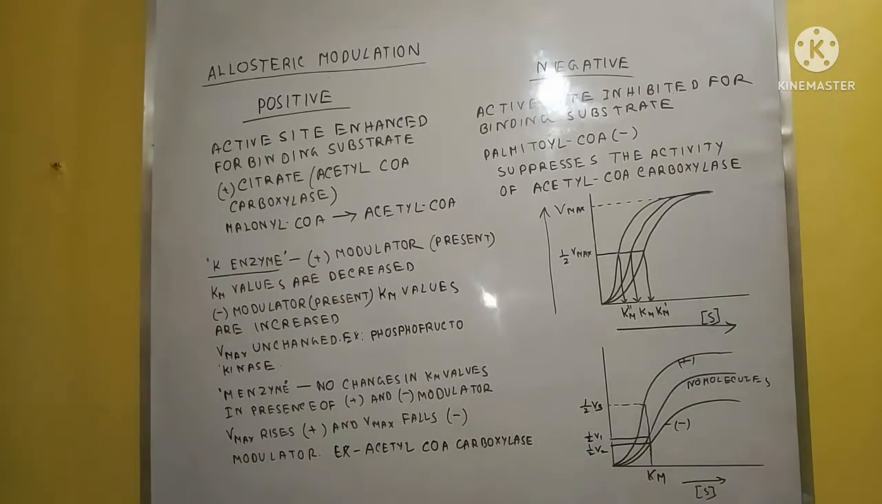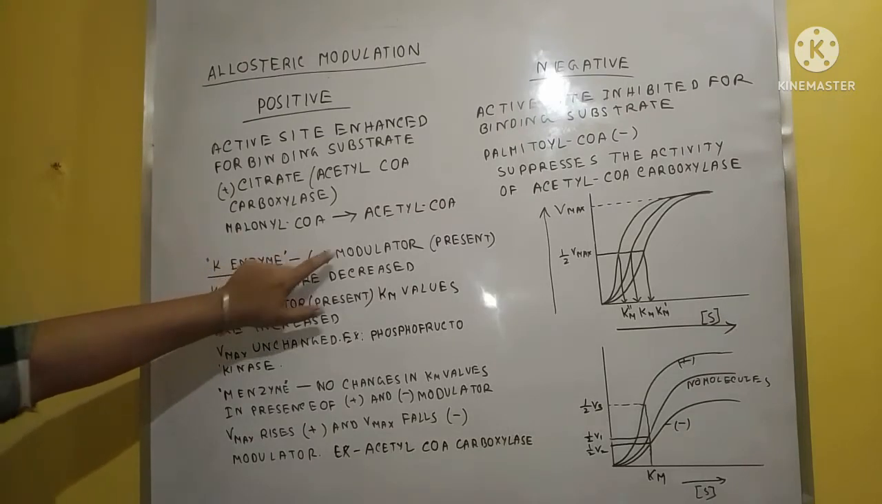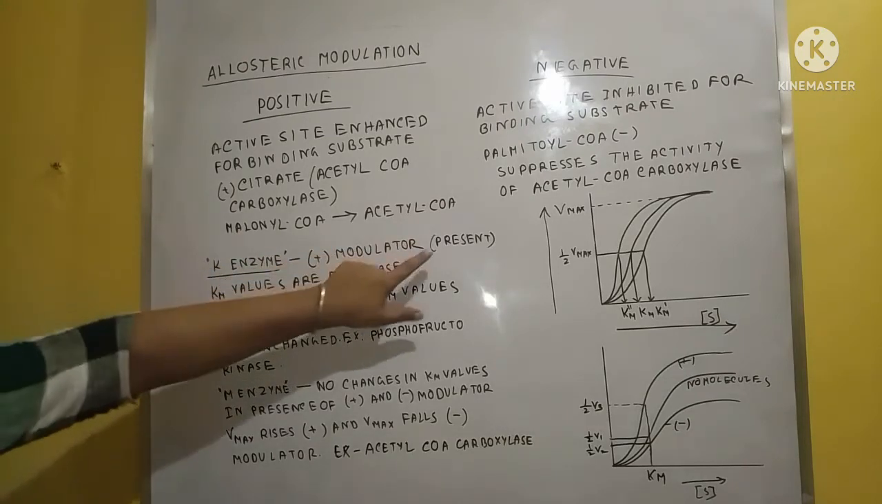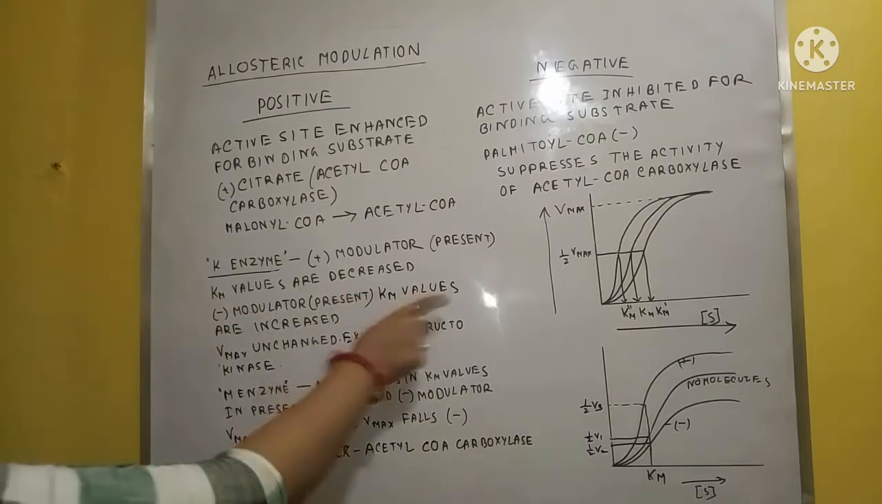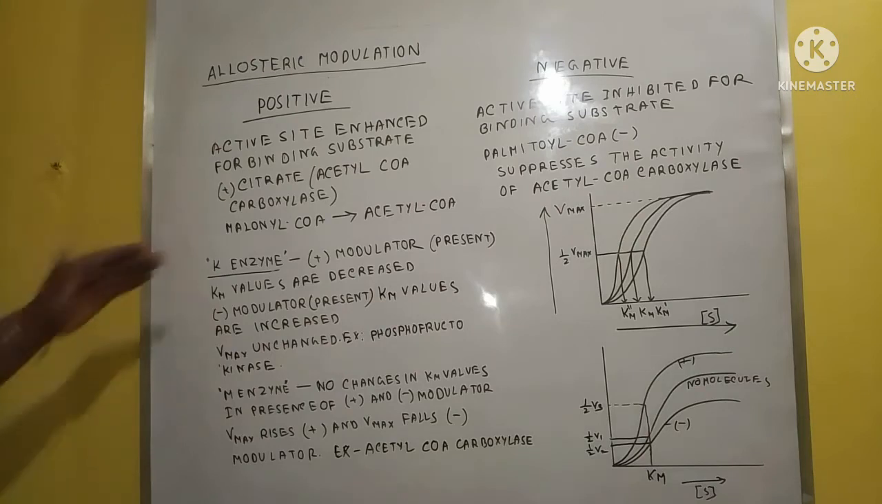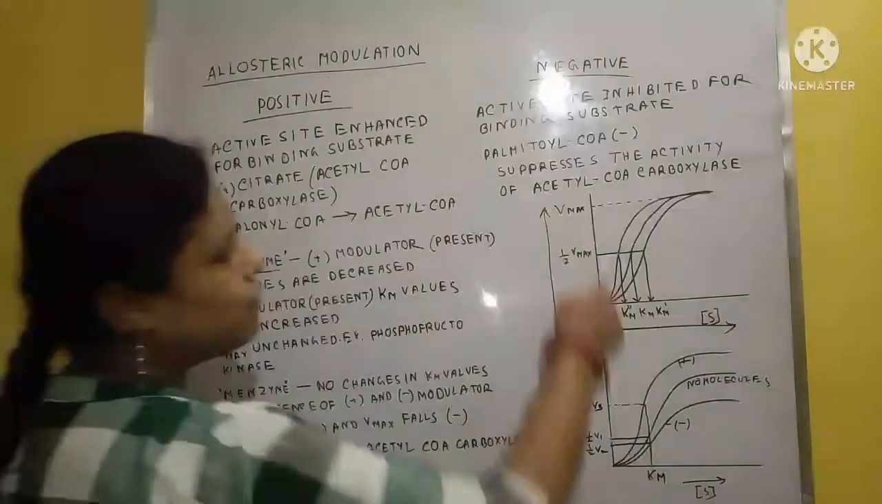Now, here we learn about the K enzyme and the M enzyme. What is the K enzyme and the M enzyme? In case of K enzyme, when the positive modulator is present in the medium, then the Km value decreases. Okay, and when the negative modulator is present in the medium, then the Km value increases. But in both cases, the Vmax value remains unchanged. And this is the example, phosphofructokinase. Okay, and this is the graph you can see here.